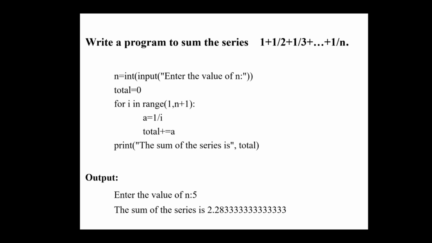So at the beginning we have not added anything, so the sum is 0. And after that, for i in range(1, n+1), this loop goes from 1 to n. Then a = 1/i.